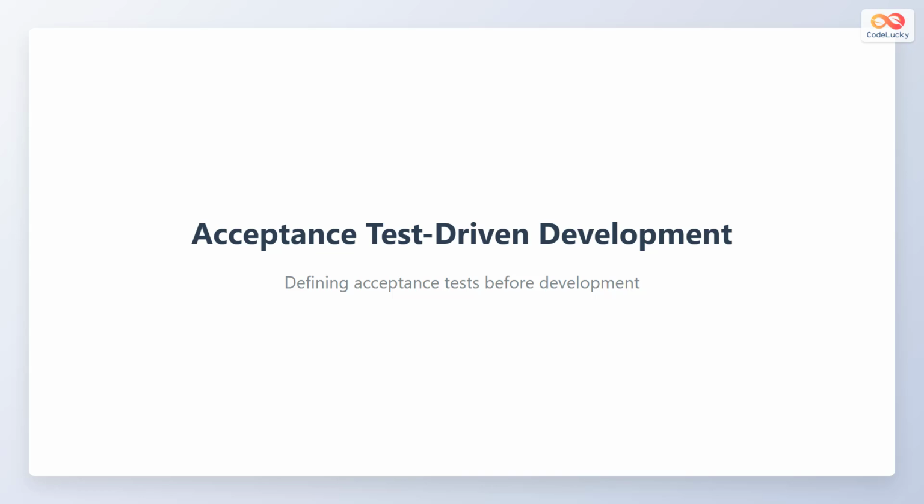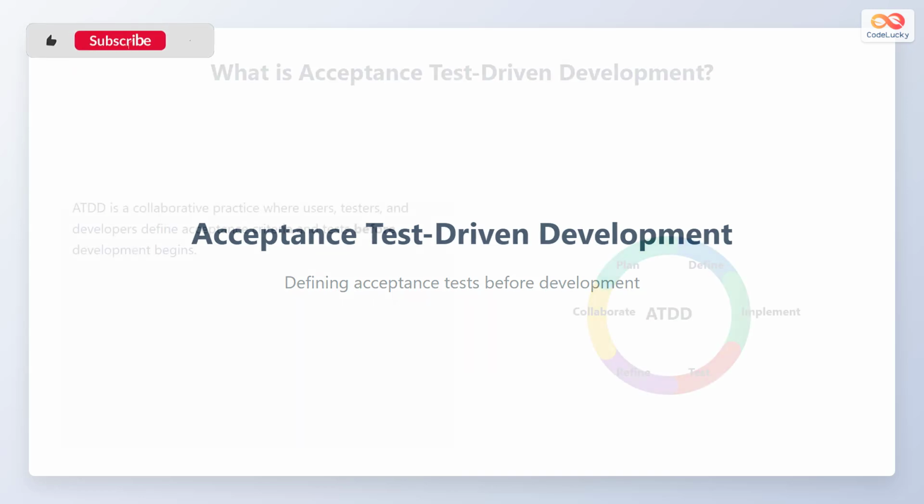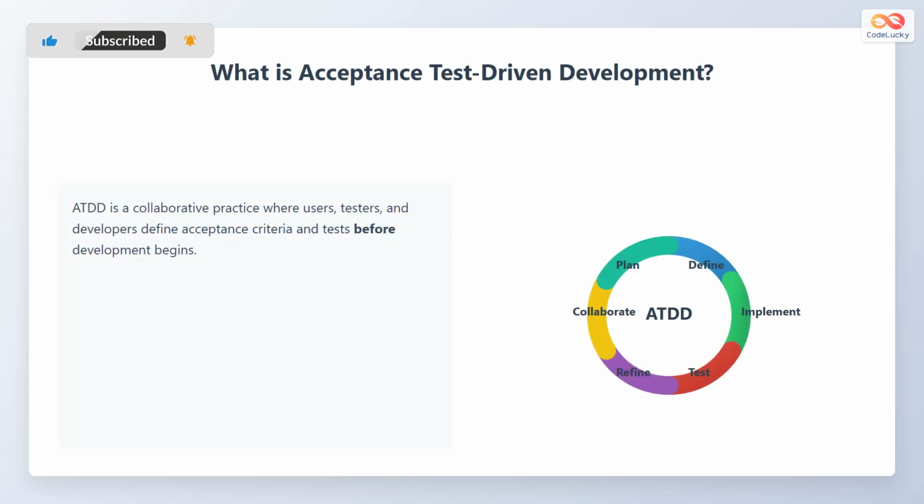Let's explore Acceptance Test-Driven Development, or ATDD. It's a software development approach where we define acceptance tests before any development work begins. Acceptance test-driven development is a collaborative practice. Users, testers, and developers work together to define acceptance criteria and tests before any code is written. This ensures everyone has a shared understanding of what needs to be built and how it will be validated.